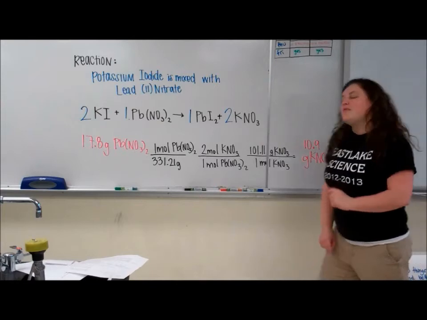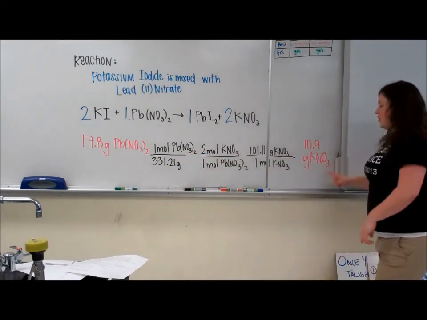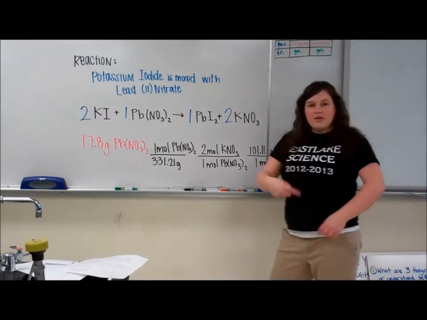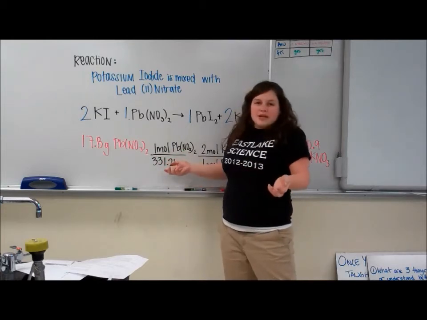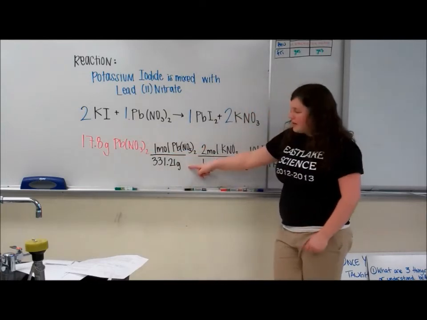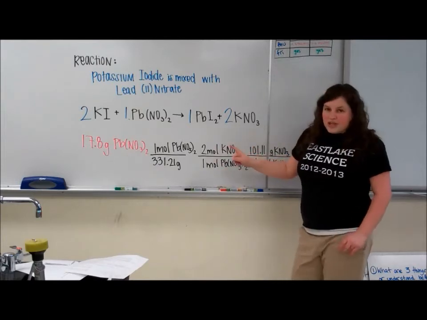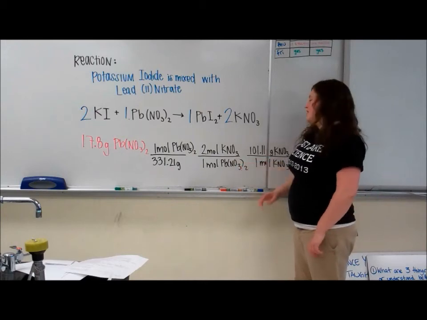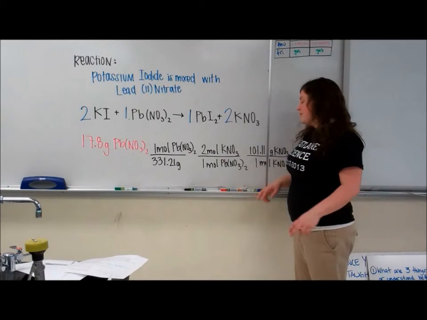How'd you do? If we put in our 17.8 grams of lead nitrate, we should get out 10.9 grams of potassium nitrate. How do we do it? We know our grams to mole conversion, because this is just molar mass from the last unit. So we take our grams and we divide them by our molar mass for lead nitrate, and then we use our mole ratio. So this is the stoichiometry piece that we're going to keep talking about for the next couple weeks. Can we relate one of our products and one of our reactants?